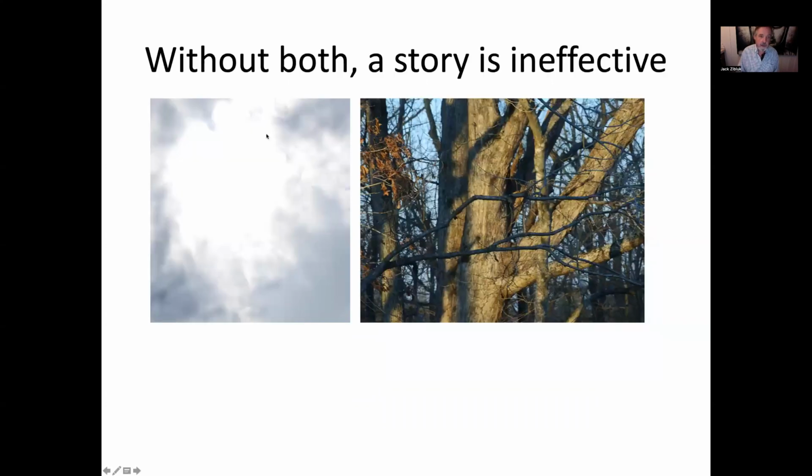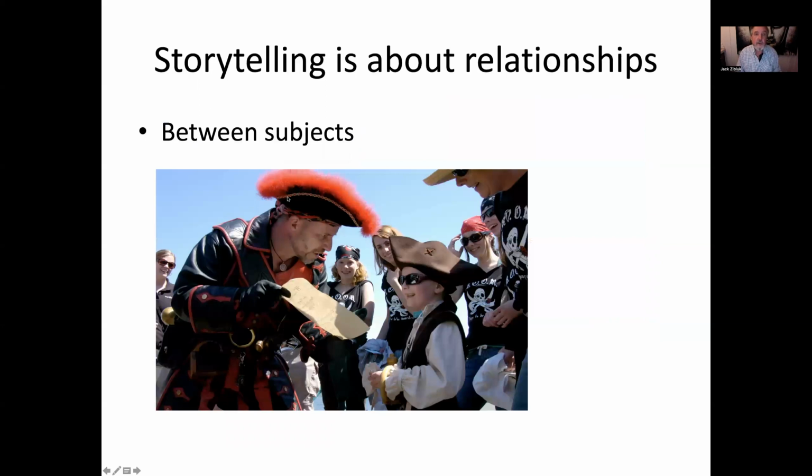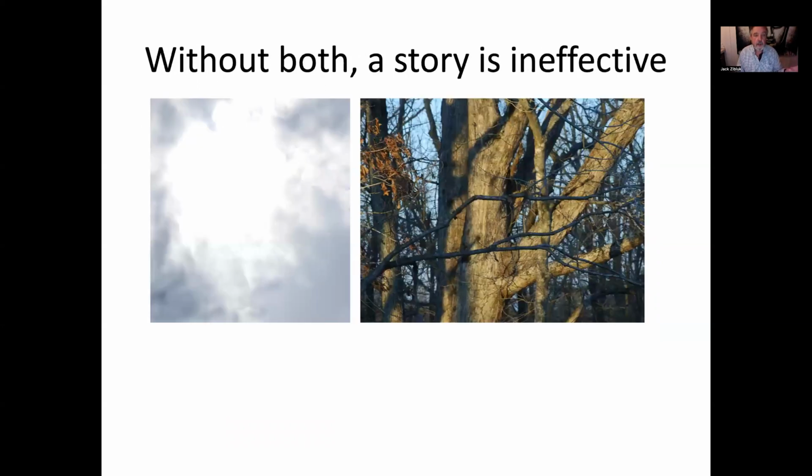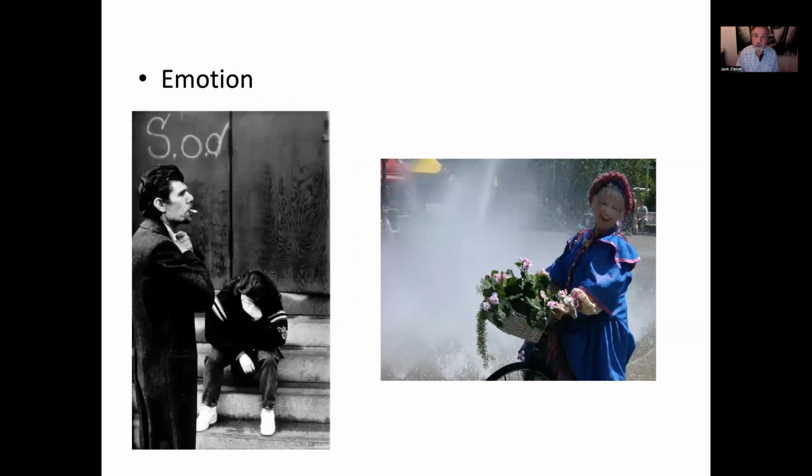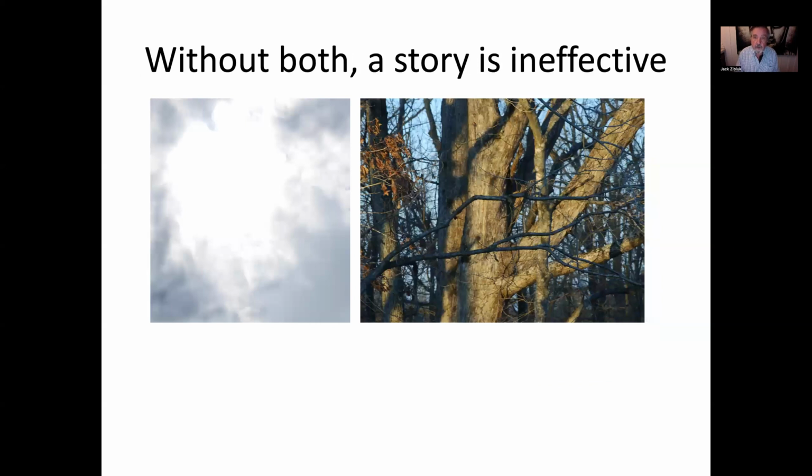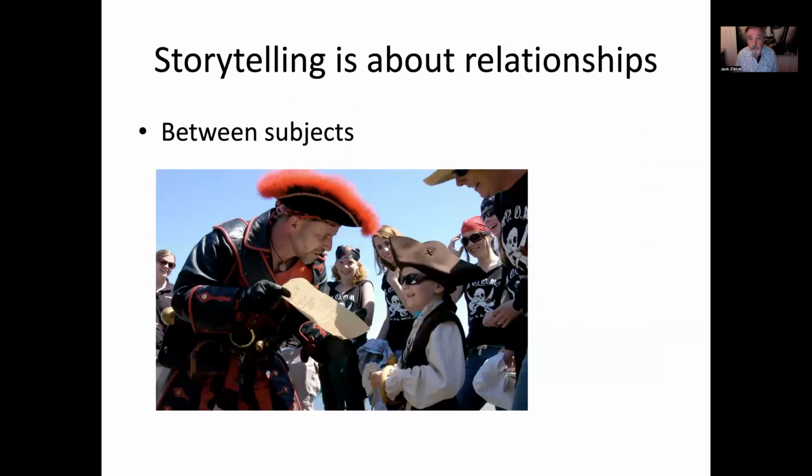Without both, here's sunlight and a tree. So what? If you have the sunlight beaming down on somebody and they're saved, they're inspired, that's a good picture. The tree, if there's a squirrel in the tree, if there's a hunter hunting the squirrel, you have something. Otherwise, it's a tree. Storytelling is about relationships between subjects.